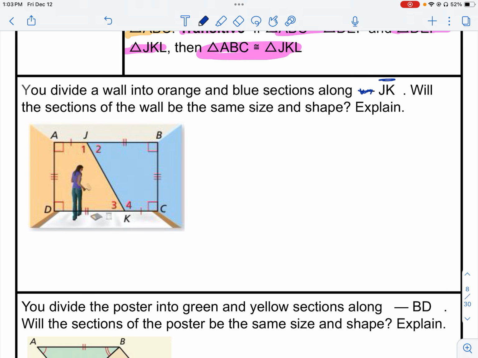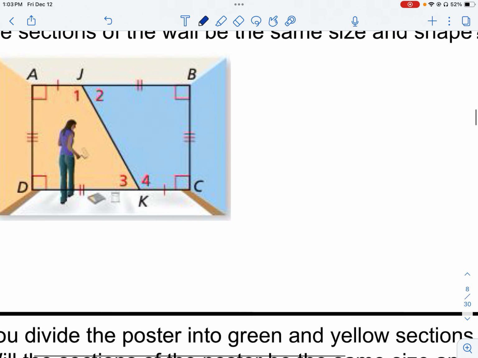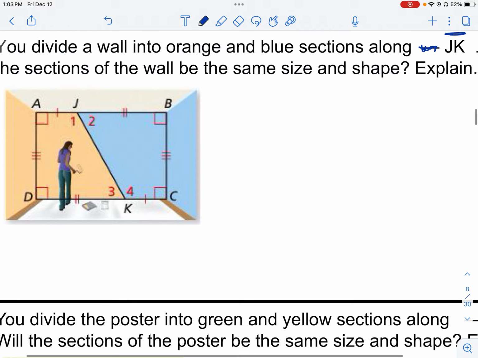All right, so here we're going to divide a wall into orange and blue sections. Must be because we're Denver Bronco fans. Will the sections of the wall be the same size and shape? Well, I don't know. Let's find out. So right now we know we need 4 sides to be congruent to 4 sides. And we need them all to match up.